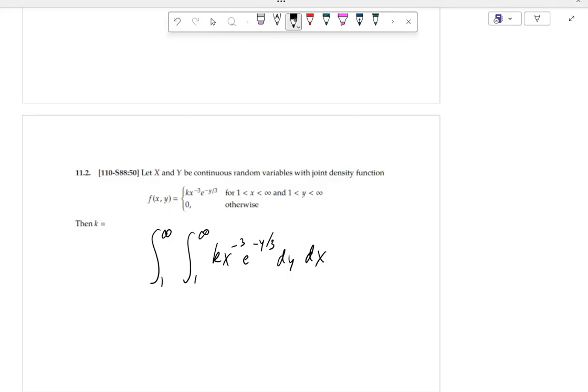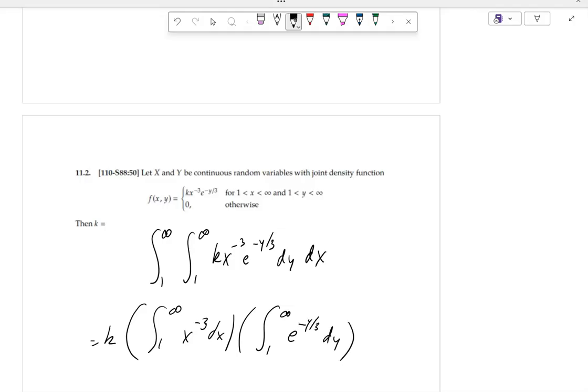One only has x's and one only has y's, and I've got constants on both of them. Then I can break it up into an integral with, I'll pull the k all the way out because it really doesn't matter. I can do this as an integral with respect to x, and then times an integral with respect to y.